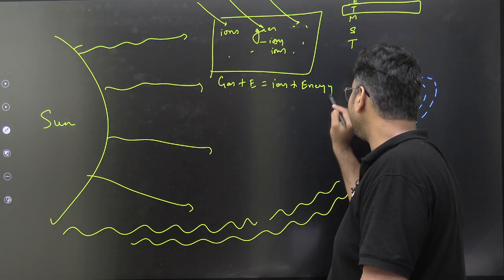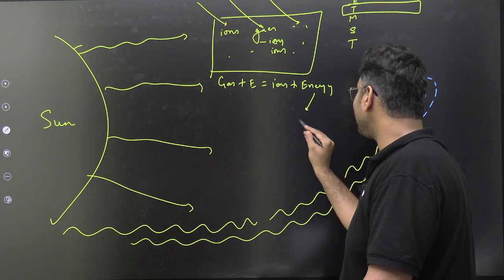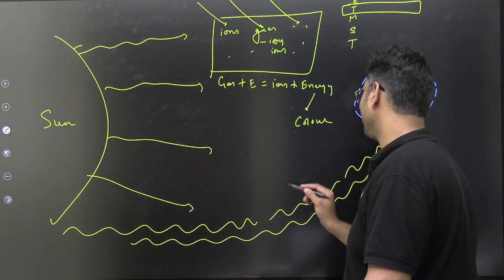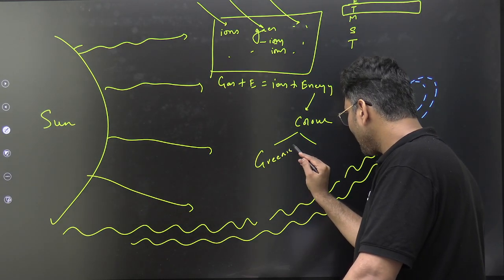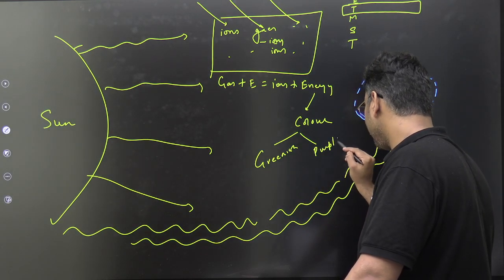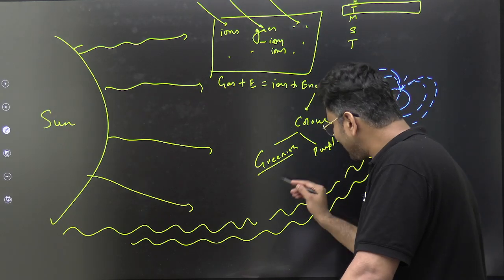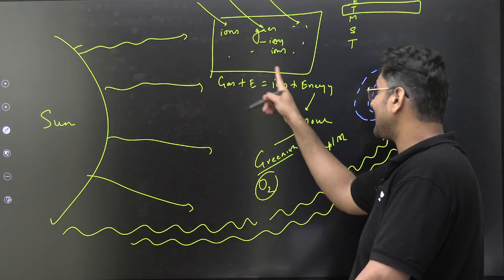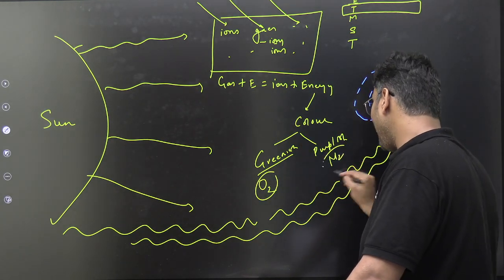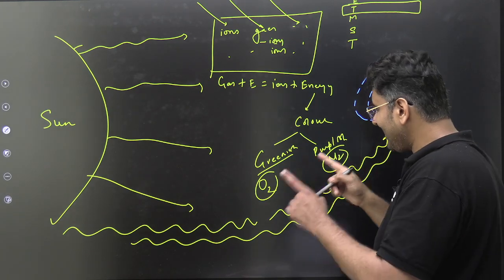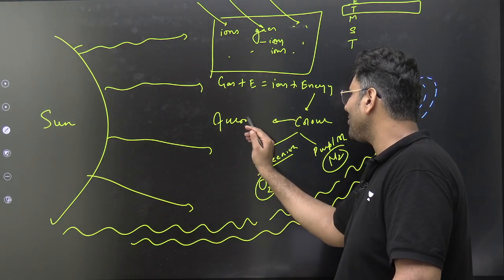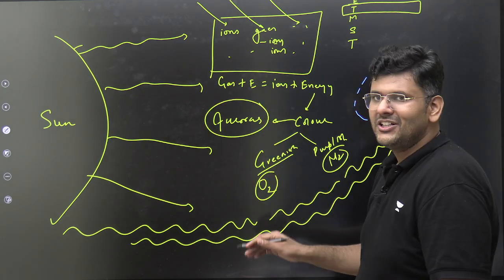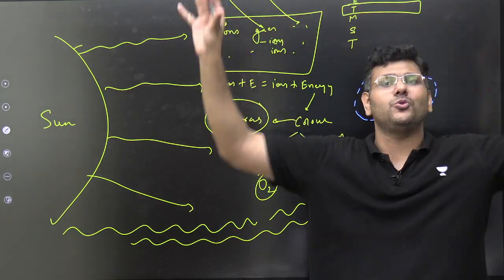heat or energy released. This energy released can be seen in the form of a color, which can be of two types. It could be greenish, it could be purplish. If it is greenish, that means some oxygen bond has broken there. And if it is purplish, some nitrogen bond has broken there. This colored event is called aurora in the sky. The whole sky will look green to you.